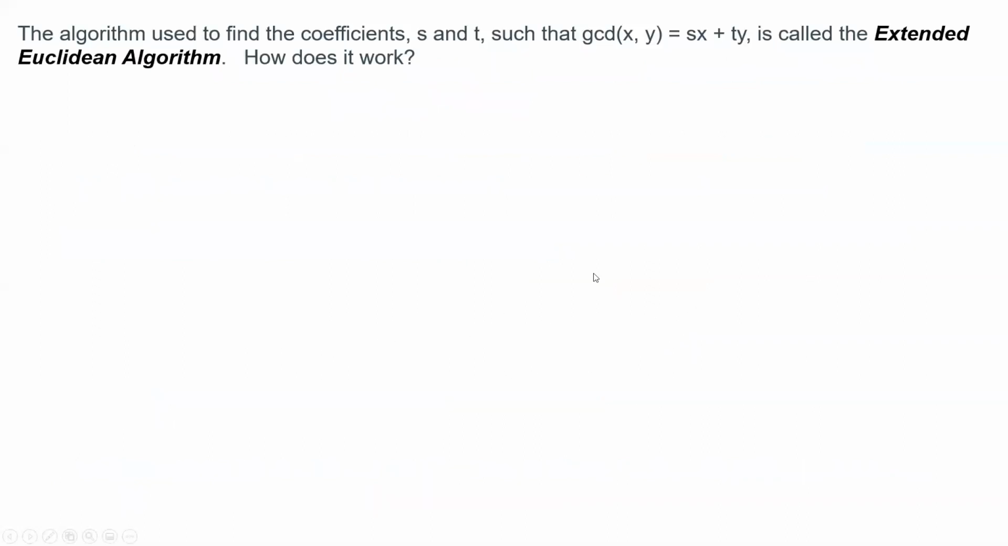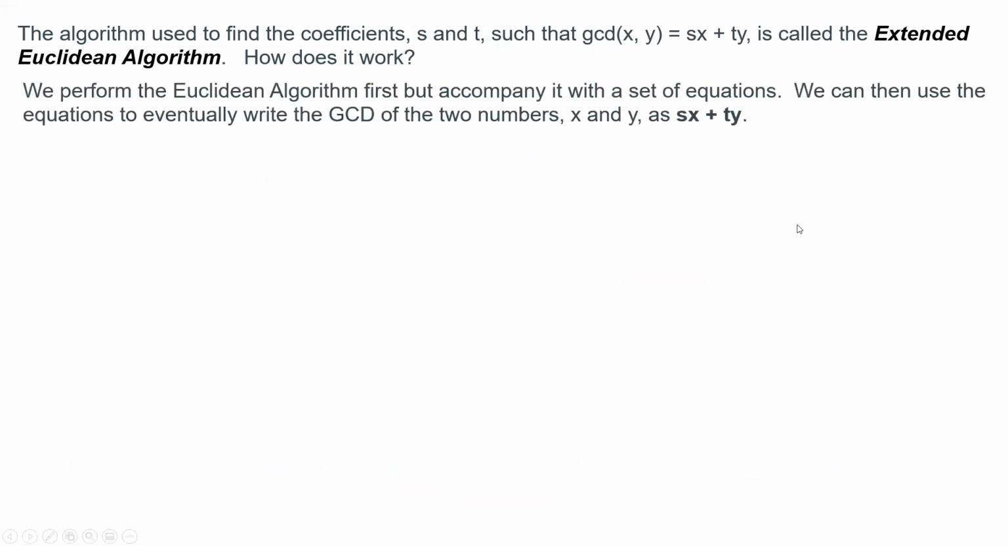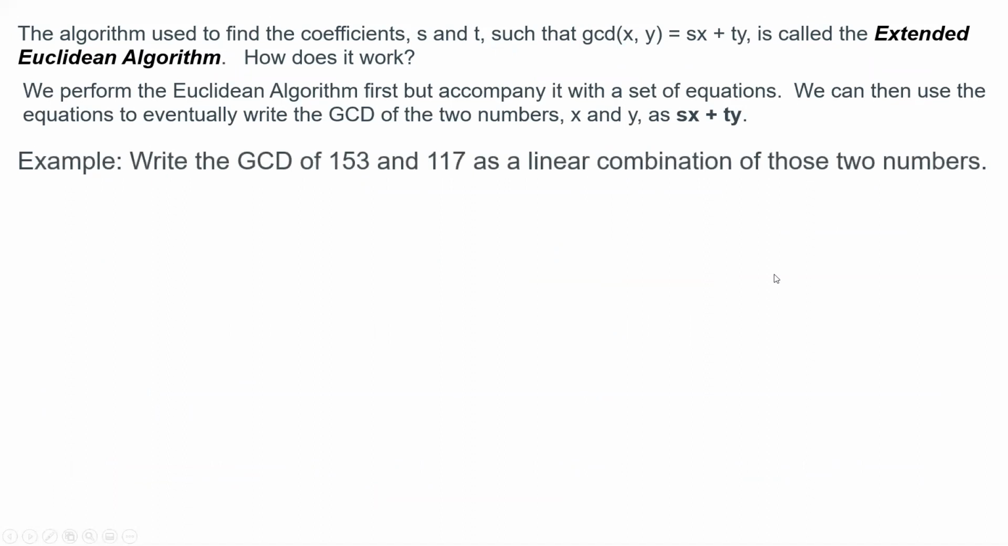So we're going to use that whole thought that we just talked about, and it's going to be called the extended Euclidean algorithm. I guess I'm going to get to an example here. Like I said, we're going to use Euclid's algorithm. I think they call it the Euclidean algorithm sometimes too, but we're going to do that first, and then we're also going to collect the set of equations. Then we're going to use that set of equations to eventually be able to write the GCD as a linear combination of those two original numbers.